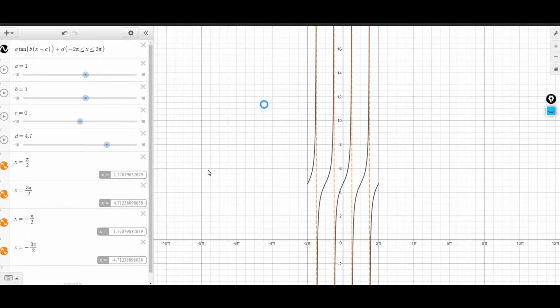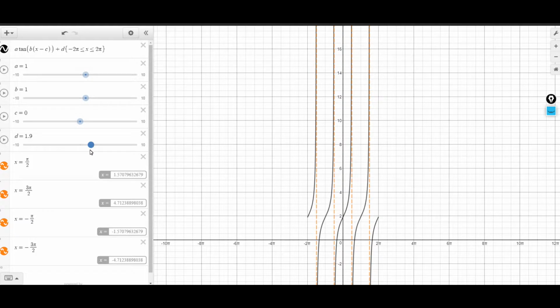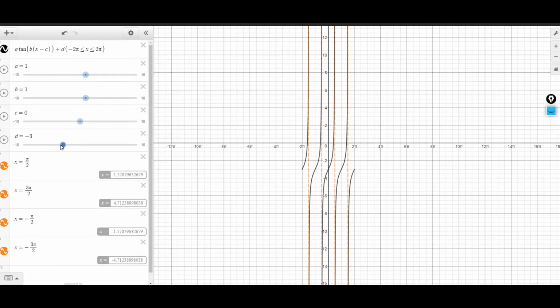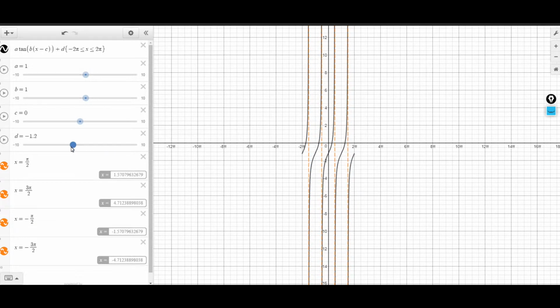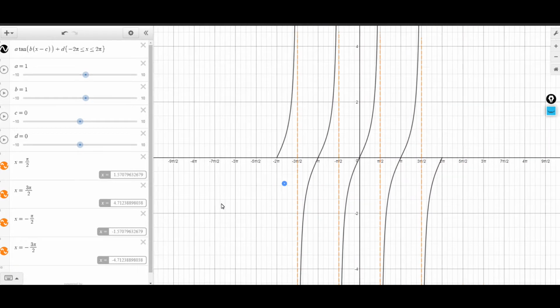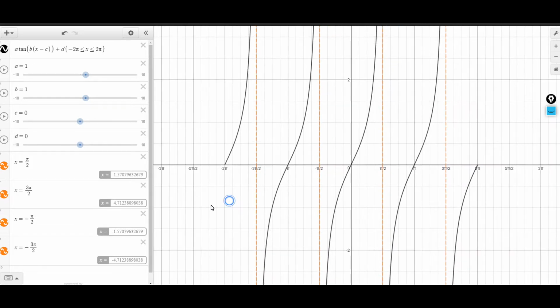Hopefully you'll be able to see what D is doing now that you have those endpoints. All D does, and all D ever does for any type of function, is a vertical shift. So as D decreases, it shifts further down. As D increases, it shifts further up. The graph is not changing shape. It's not bending in some weird way. Hopefully we're all clear on that, but I just wanted to be extra clear.